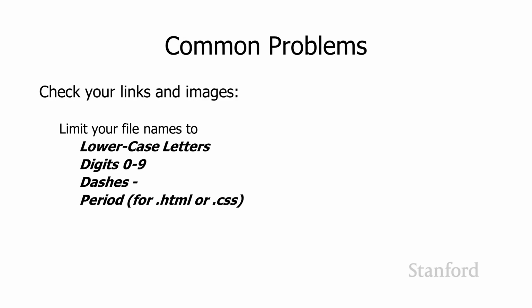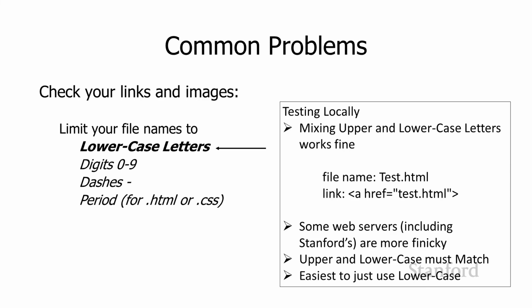Okay, I mentioned this a little earlier when we talked about 404s, that there are some issues that can come up with file names. Here's what you're going to do to avoid those issues. Name your files with all lowercase letters, no uppercase letters, just lowercase letters. You can use the digits 0 through 9. You can use dashes, and then just for the .html or the .css, you can use the period. That's all I recommend. It is possible to use upper and lowercase letters, but here's what can happen.